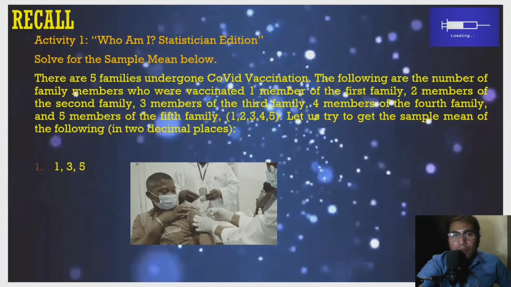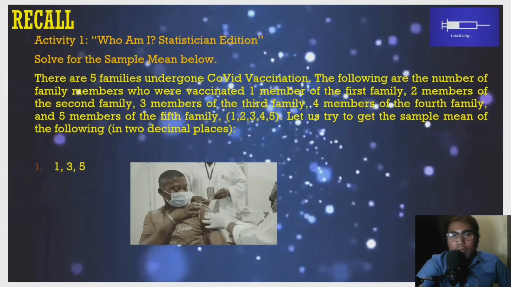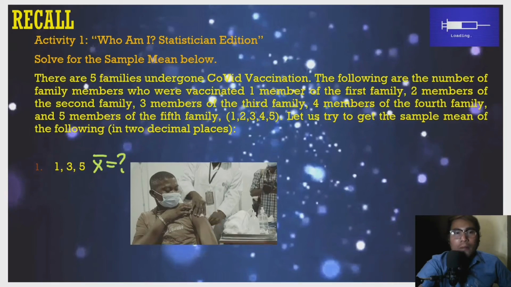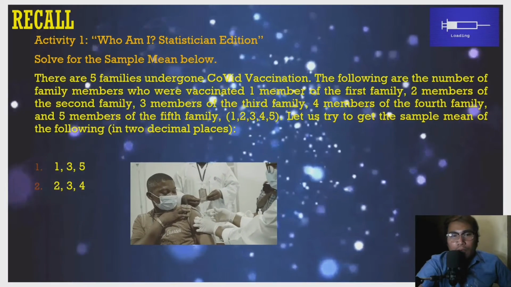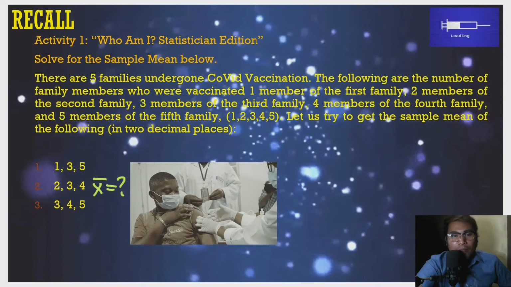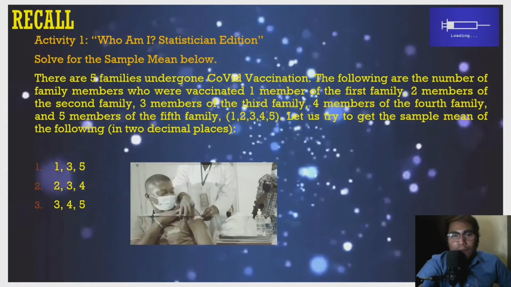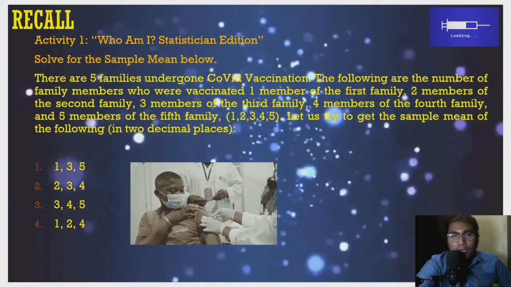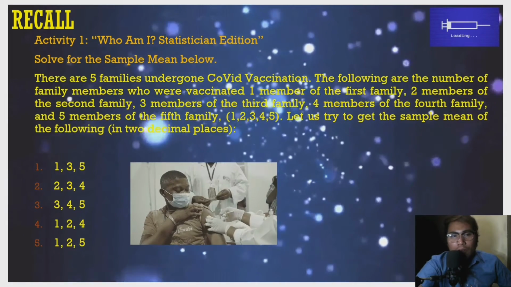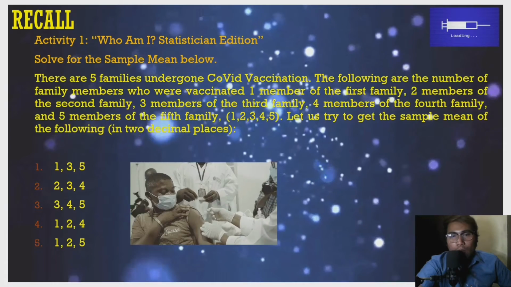So here are the sets. Number 1, we have 1, 3, and 5. What is the sample mean? Number 2, 2, 3, and 4. What is the sample mean? Number 3, we have 3, 4, and 5. Number 4, we have 1, 2, and 4. And for the number 5, we have 1, 2, and 5.